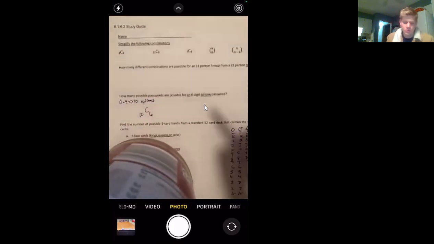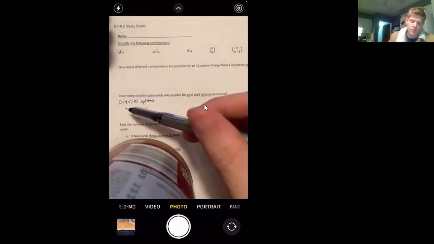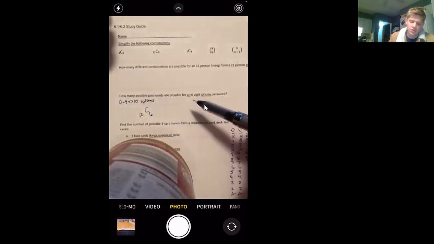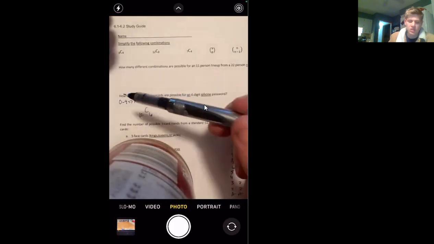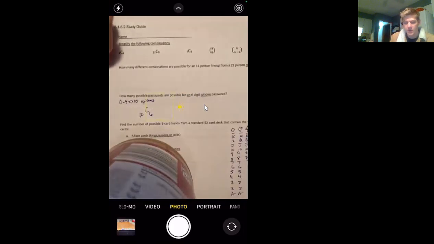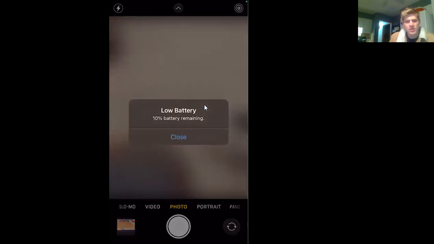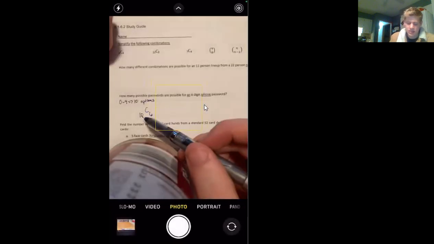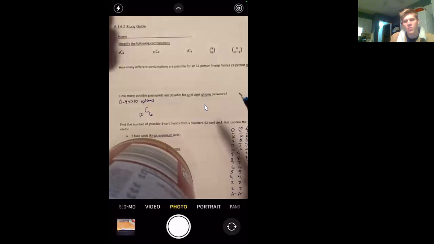I am going to go over this one though, because if we look at it, how many possible passwords are possible for a 6-digit iPhone password? So I know all of the digits are from 0 to 9, and that is 10 options here. And I can already predict a lot of people are going to say this is a 10 choose 6. Well, it really is not going to be 10 choose 6 because, think about it in general. If it was 10 choose 6, that'd only be 210 options for people to choose from. That's not a lot of options.